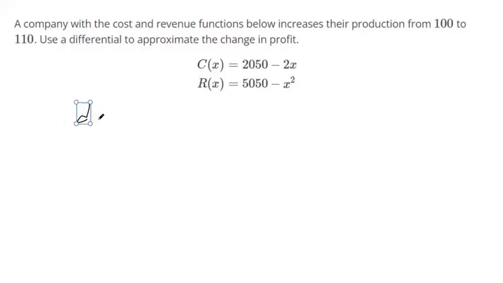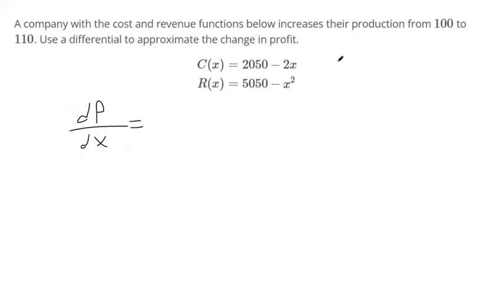So we want the change in profit with respect to the number of items they produce. So the change in profit divided by the change in the number of items they produce. Okay. So in order to find dp with respect to x, we need to know what p is. We don't have a profit function yet, but we can get that real quick. Profit is just revenue minus expenses, right? How much money you bring in subtracted by how much it costs to make that stuff.